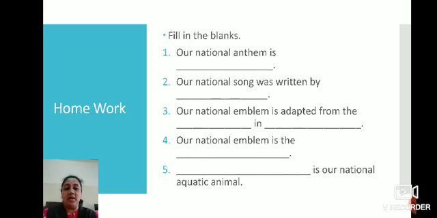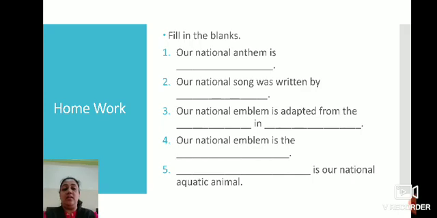And last number, dash is our national aquatic animal. I have not shown you the picture, but I told you, isn't it? So just think, what is our national aquatic animal? Who will tell me? Yes, so the Ganga river dolphin is our national aquatic animal. Have you understood? Very good.